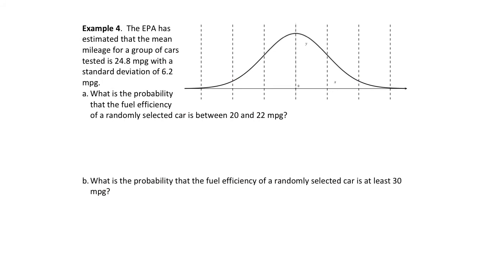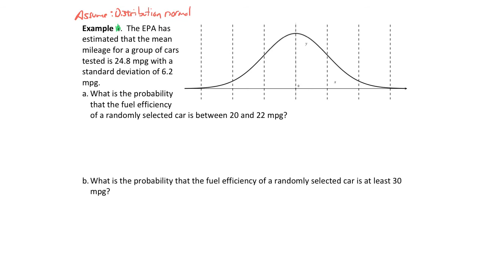So here I have an example. It's not really example 4. Well, it is kind of example 4, but example 1 for this video. The EPA estimates that the mean mileage for a group of cars tested is 24.8 miles per gallon with a standard deviation of 6.2 miles per gallon. Now, we're going to make one rather crucial assumption here. We're going to assume that the distribution is normal. Now, there is nothing that tells me this, but we're just going to go ahead and make that assumption.